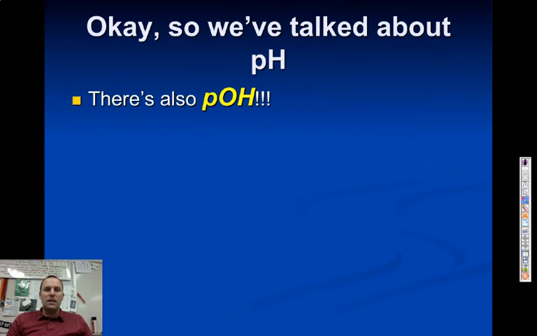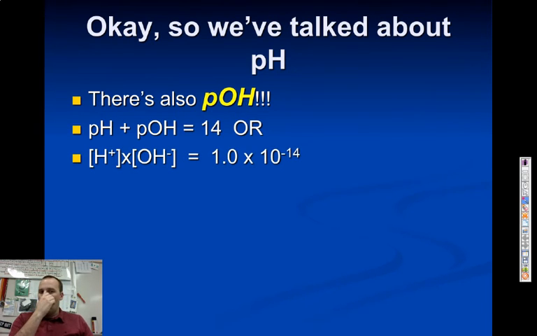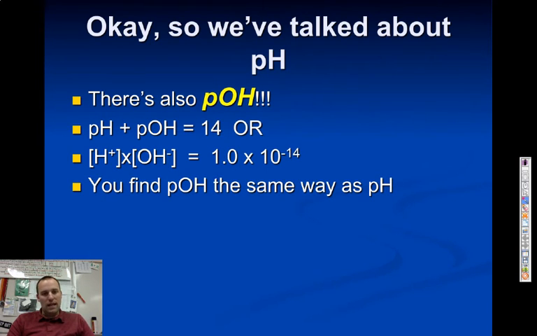Alright, so we've talked about pH, but guess what? There's also pOH. Think about what this means. Bases make hydroxide ions. So pH is for acid, pOH must be for a base. And the thing that you need to remember is that the pH plus the pOH has to add up to 14. Or you could multiply the concentration of H plus by the concentration of hydroxide ions, and that should equal 1 times 10 to the negative 14th. Both will get you the right answer.